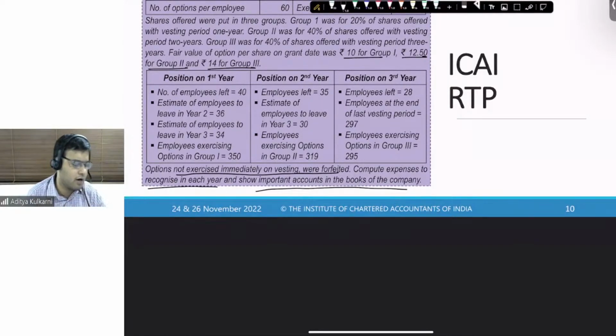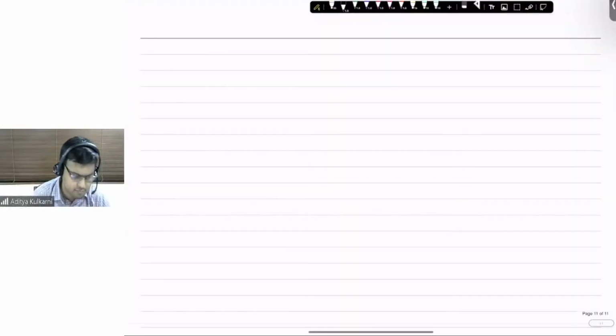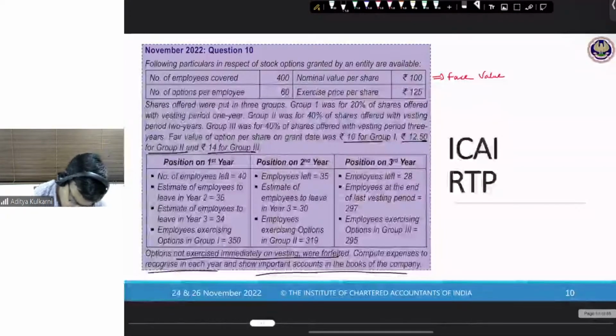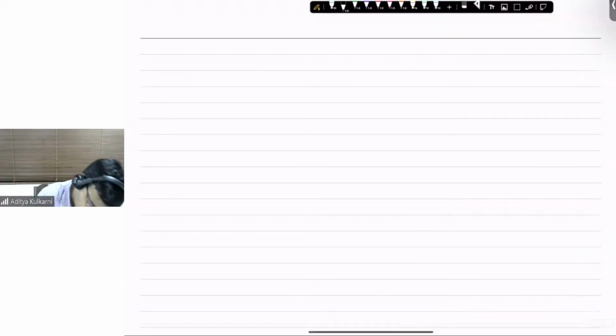Okay. So let us start solving this question. You can mark it as important because this has come for the first time. So you can mark it as important and let us proceed to calculate the expenses. So how many options am I given? Sir, I am given 60 options per employee. Okay. So you are having 60 options. This is November 22 RTP.